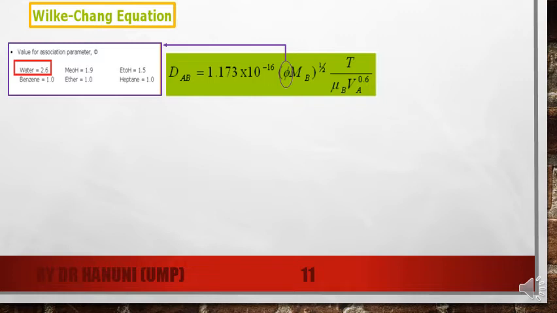Next one is molecular weight. Let's say our solvent B is water, so the molecular weight is 18.02. In other cases, you need to get the molecular weight from the periodic table, or sometimes it is given in the question. And the next one is mu B, which refers to the viscosity of solvent B. In this case it is water.